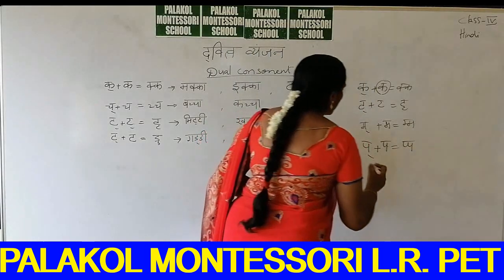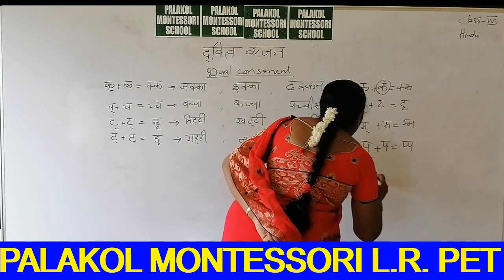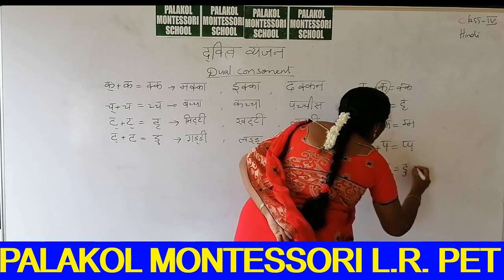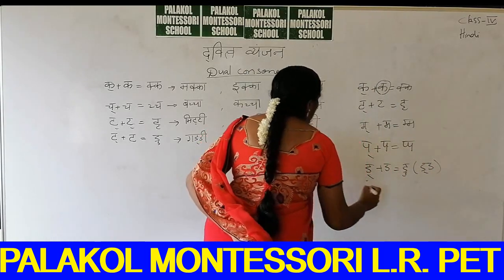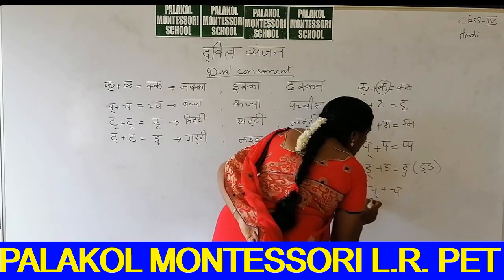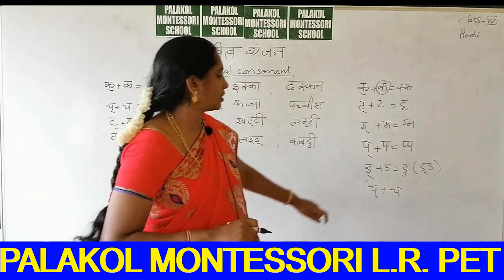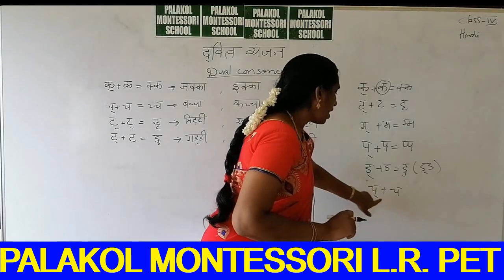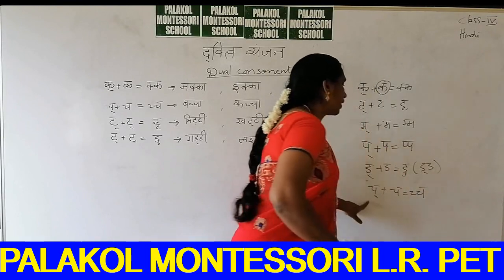Okay, like that only. Next, da plus da is equal to dda. You can write it like this also, no problem. Okay, next, cha plus halant, then cha. Halant means half cha. Wherever you keep this halant, it indicates a half letter. So half cha plus full cha is equal to ccha.